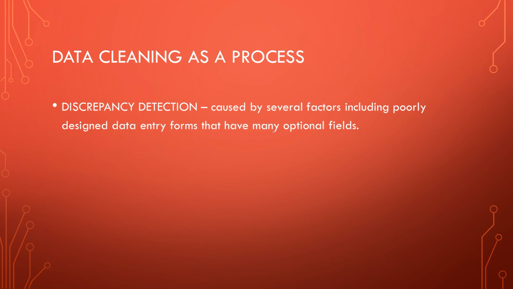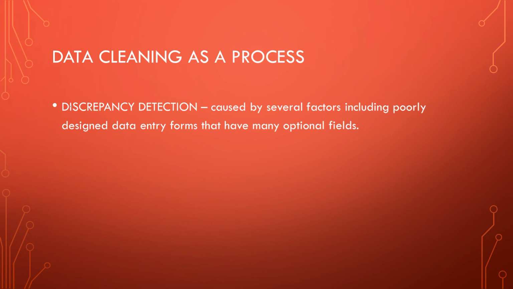Now, data cleaning as a process. As we all know, missing values, noise, and inconsistencies contribute to inaccurate data. So far, we have looked at the techniques for handling missing data and smoothing data. The first step is the discrepancy detection. This is caused by several factors, including poorly designed data entry forms that have many optional fields, human error in data entry, deliberate errors, respondents not wanting to divulge information about themselves, and data decay or outdated addresses. Discrepancy may also arise from inconsistent data representations and the inconsistent use of codes. Errors in instrumentation devices that record data and system errors are another source of discrepancies.